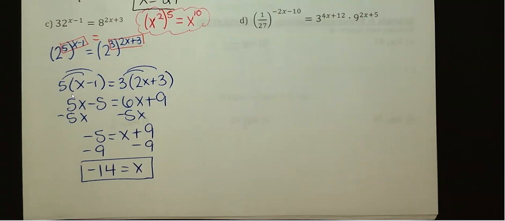So I don't have the same base. I've got a 1/27th, I've got a 3, and I've got a 9. So I want to look at those 3 bases. What number would all of those have in common that I could rewrite each one of those as something to a power?